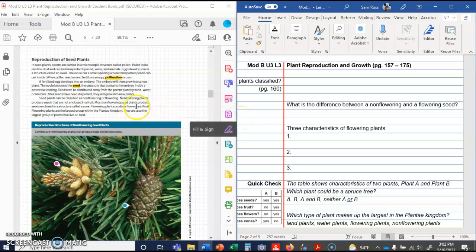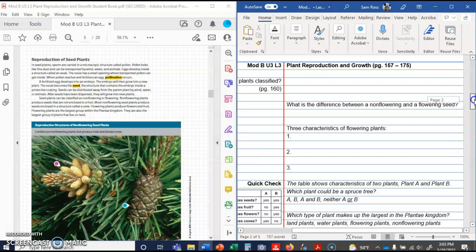Three characteristics of flowering plants are that they produce flowers and fruit, one, that they're the largest group within the plantae kingdom, two, and that they are also the largest group of plants that live on land, three.